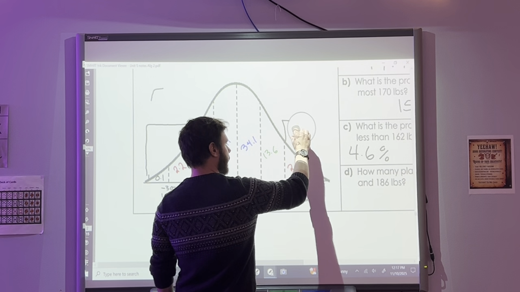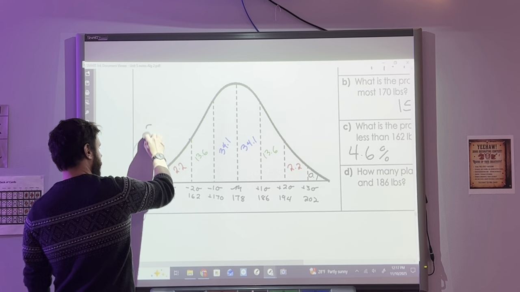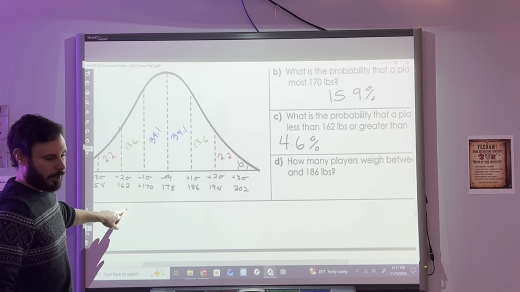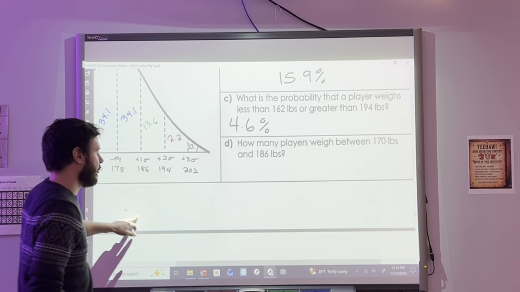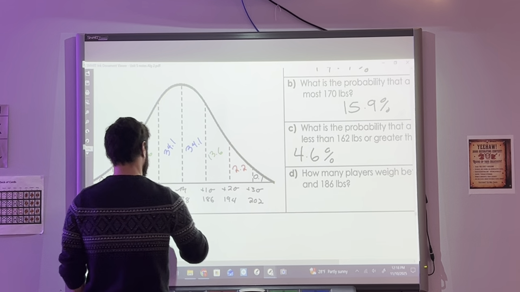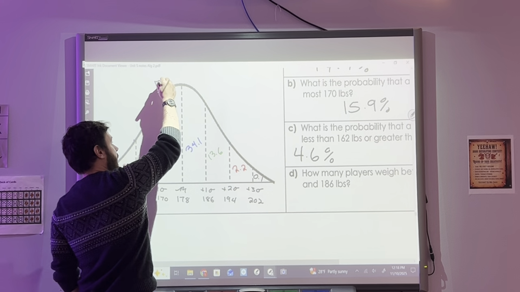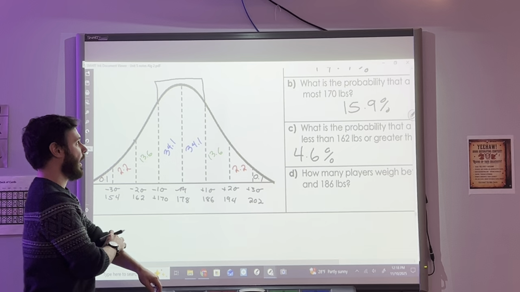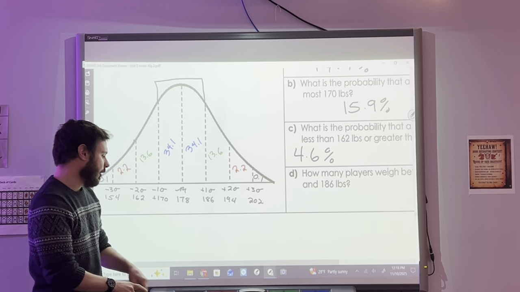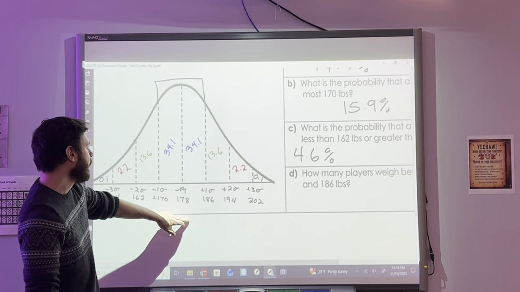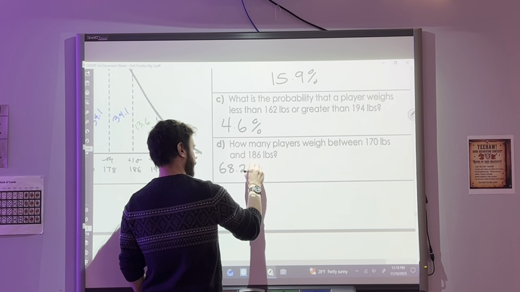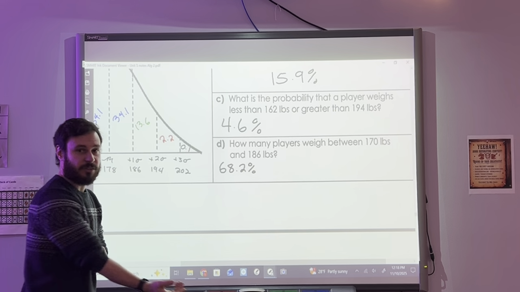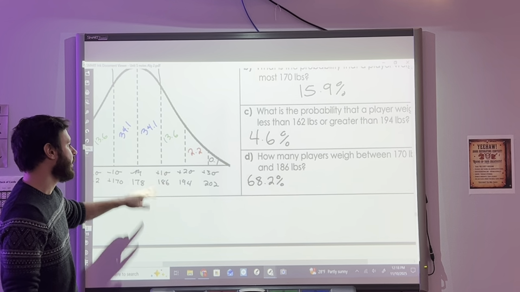Okay, and our last one is slightly different, slightly. How many players weigh between 170 and 186? So we're gonna start the same. 170 is here, and I want 186. So how many players are in here? Well, first I need to find the percent. Add them together. You get 68.2. Okay. And that makes sense. That's the figure between one standard deviation.